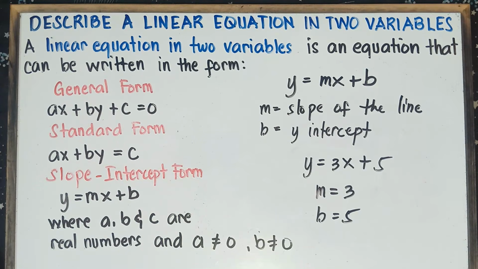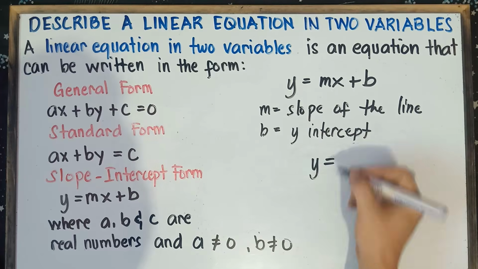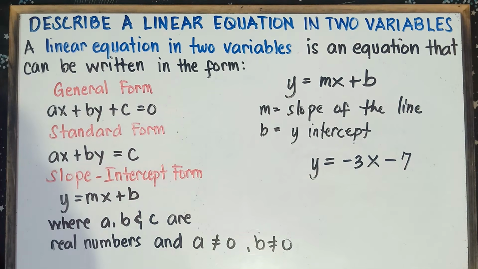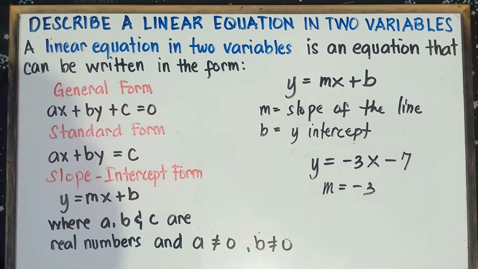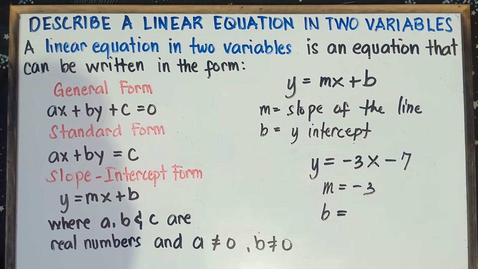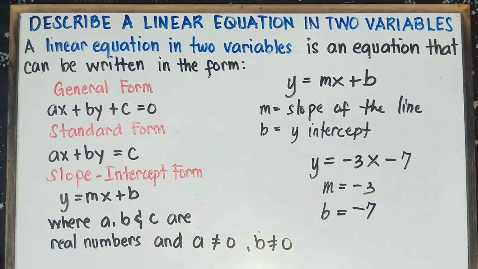Let's have another example, class. If I say y equals negative 3x minus 7. Question, class, what is the slope? That's correct. The slope beside x would be negative 3. Question, class, what is the value of b, or the y-intercept? That's correct. The y-intercept would be negative 7. That's it, class. Easy as that.